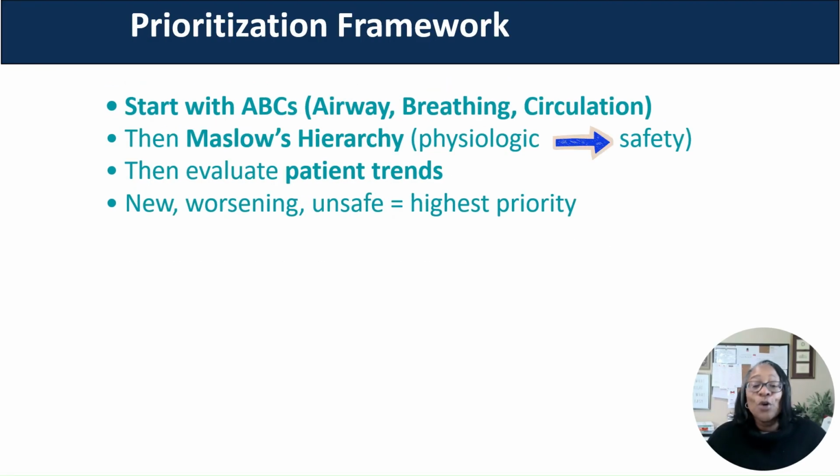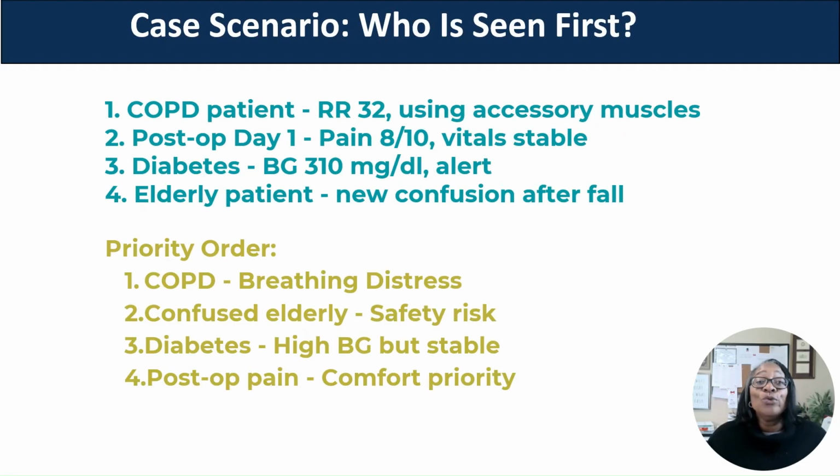All righty. So prioritization. Who do you see first? Patient prioritization always uses three frameworks: ABCs, Maslow's, and trends. So let's try a case scenario. Who do you see first? You have four patients.